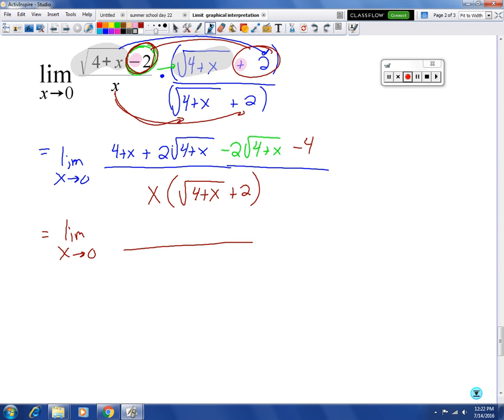We see right off that these two terms in the middle will cancel out, and that's why we multiply by the conjugate. So in the numerator, I just have a 4 plus x and a minus 4. In the denominator, I have this right here.